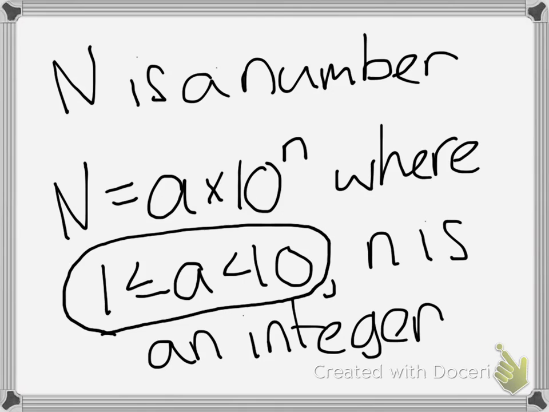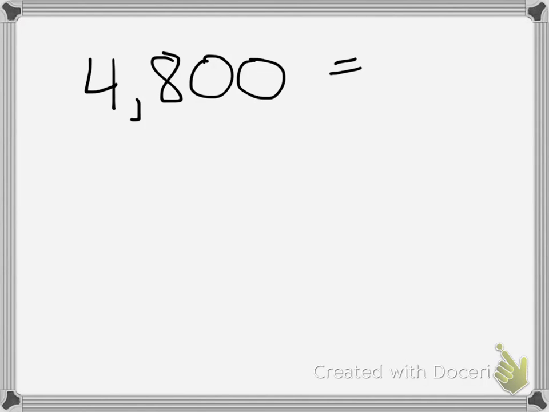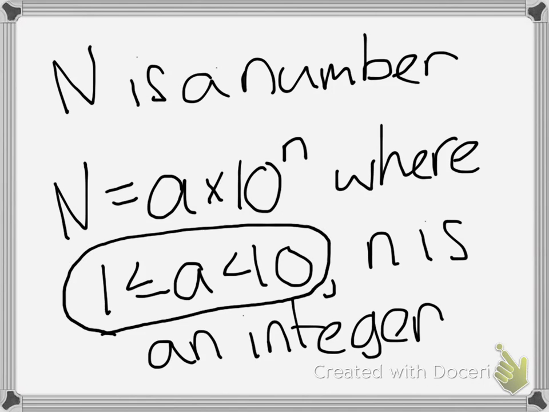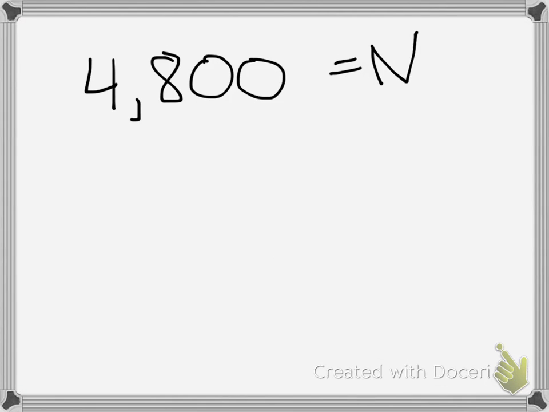So let's look at an example, because that just sounds strange. Let's say I have 4,800. That's n. So I need to write that as something that's between 1 and 10 times 10 to a power. Essentially, I need to write this as something times 10 to the something, and I need it to be equal to 4,800.